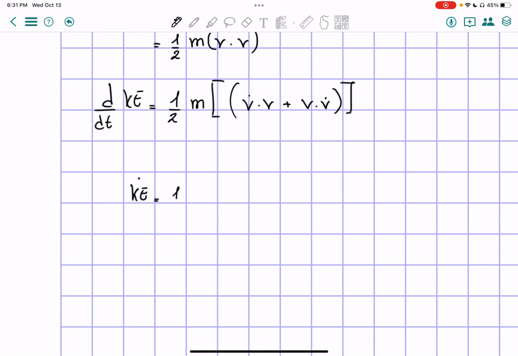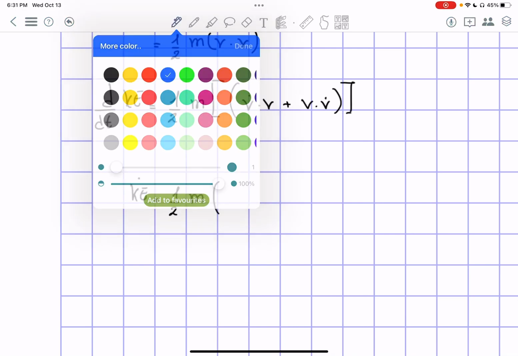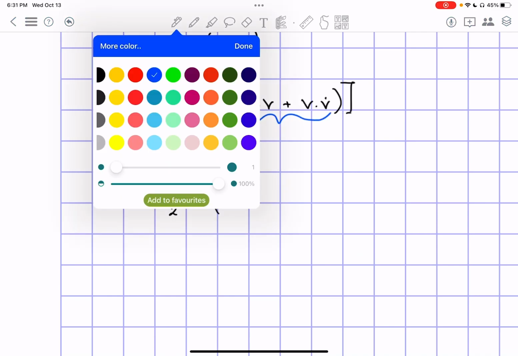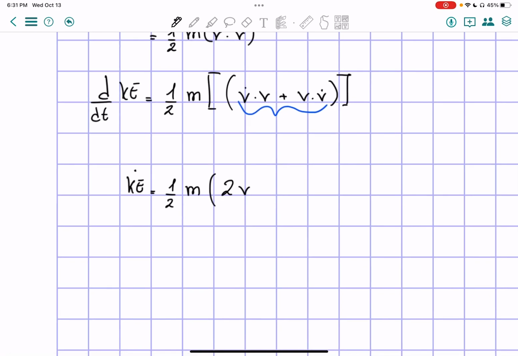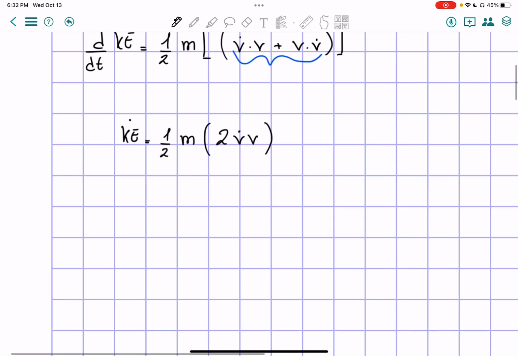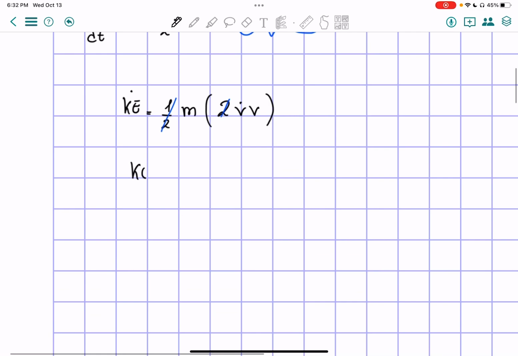So we have 1/2 m, and then this is twice the same thing. Instead of writing v dot v plus v dot v, we can simply write 2 times v dot v, close parentheses. So we can get rid of the 2's right here, and with that, we get that the derivative of the kinetic energy in terms of time is equal to m v dot v.